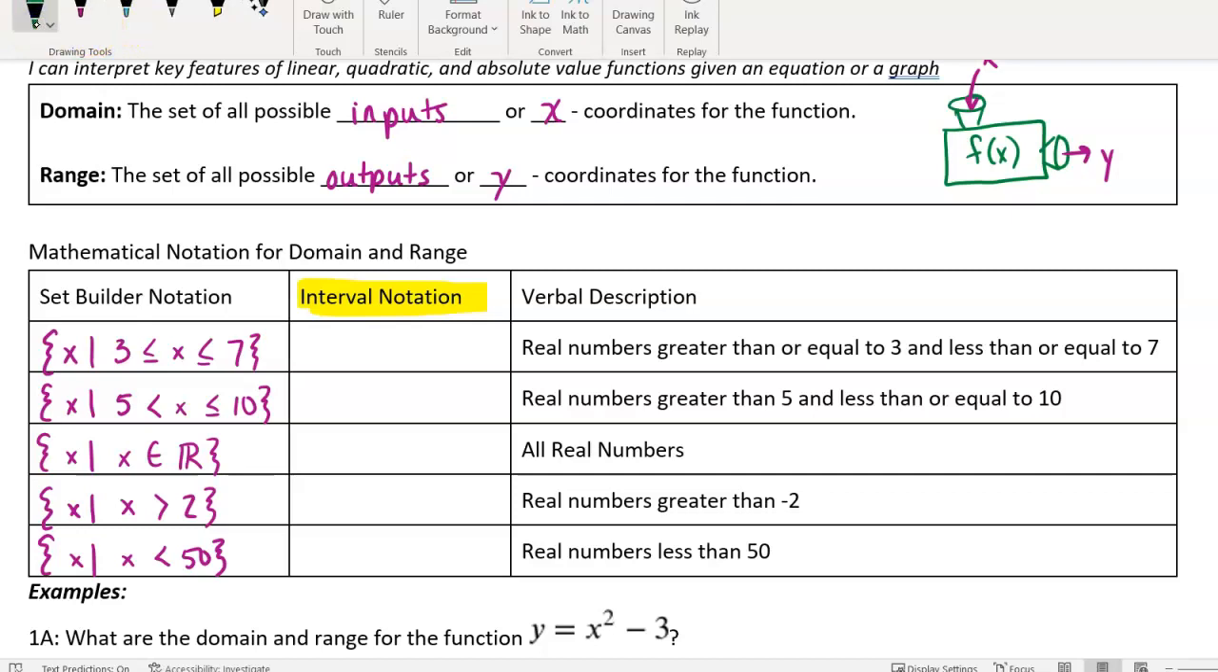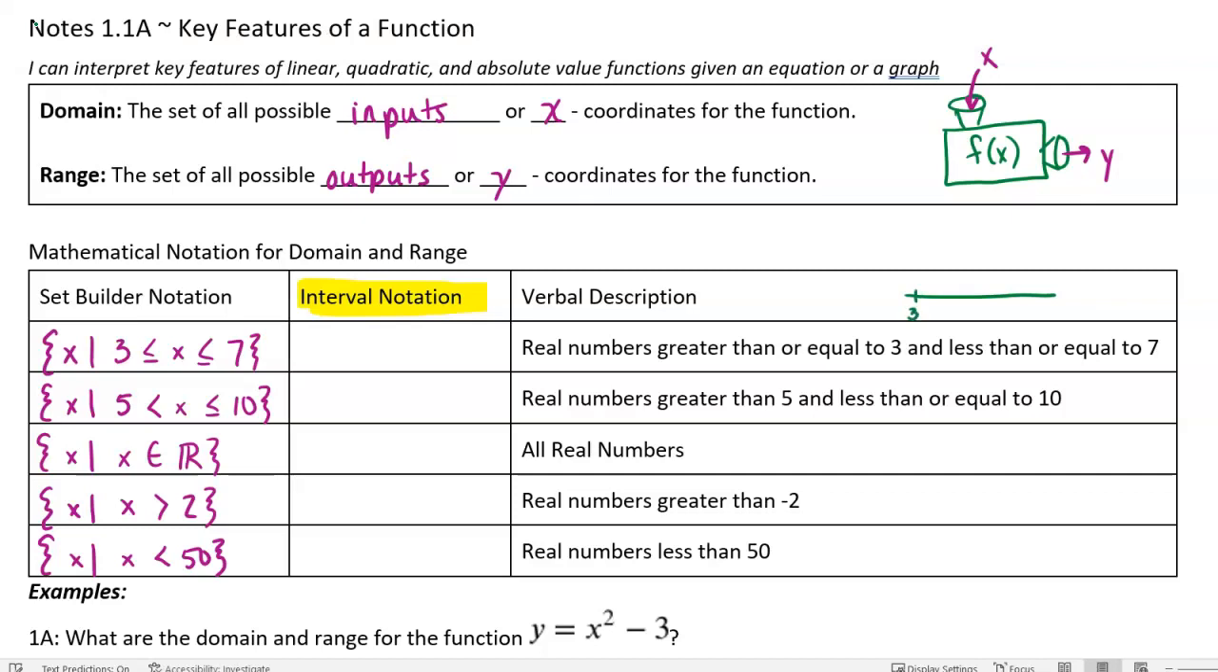All right, let's start with the verbal description. So the verbal description for that first one says real numbers greater than or equal to 3 and less than or equal to 7. Now, personally, I like to sometimes think about what that would look like on a number line. So if we have 3 and 7 on a number line, it says it's going to be all the set of numbers greater than or equal to 3. So it can include 3, and it's going to be bigger than that. And all the numbers less than or equal to 7. So here's 7, so it's going to be everything less than that. So together, it makes up that set of numbers between 3 and 7, and we're going to include 3 and 7.